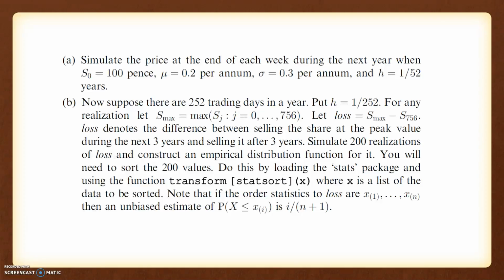And that for any realization, we're supposed to let S max equal the max of S j, j equals 0 to 756. And we let the loss equal S max minus S 756 during the next 3 years and selling it after 3 years. And for this one, we're going to simulate 200 realizations of loss and construct an empirical distribution function for it. We're going to do this in MATLAB. So now I'm going to head over to MATLAB and then run the codes and see what our values are.